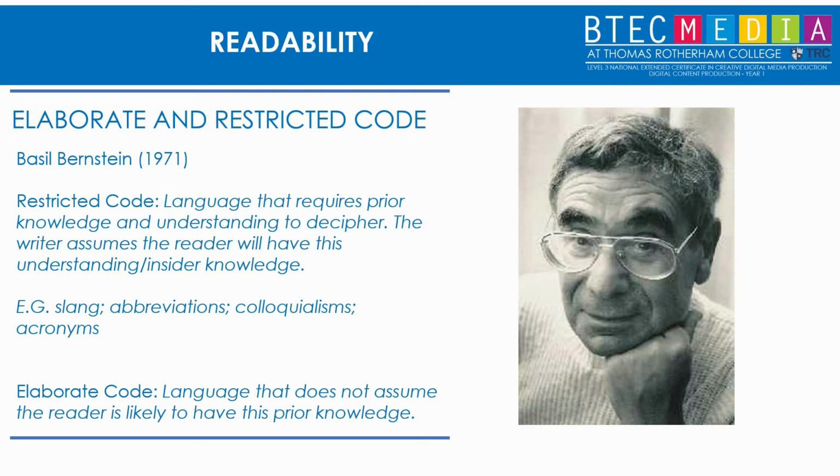If you were writing an article on politics for Heat magazine, which is unlikely, you're probably going to have a bit more use of elaborate code there. Whereas if you're writing an article on Love Island for Heat magazine, you're probably going to have more restricted code. In fact, it's probably the opposite for The Guardian. If you're writing an article on Love Island for The Guardian, then you'll probably need to use more elaborate code. However, if you're writing an article on politics for The Guardian, you could probably get away with using more restricted code.